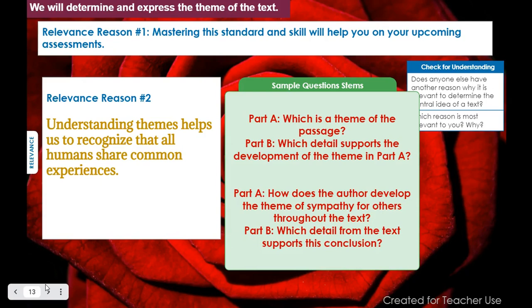So, let's look at the sample question. Excuse me, sweetheart. This is an example of what you will see on your upcoming assessment. It may not be worded exactly like this, but anytime you have a part A and part B, I'm going to be asking you to support what you said with details from the text. And we know that we're always, always, always looking for the major details, okay? All right. Does anyone else have another reason why understanding the theme is relevant to us? If you do, let me know.